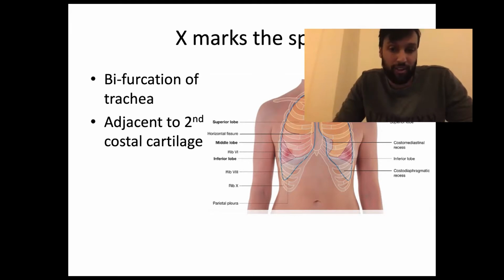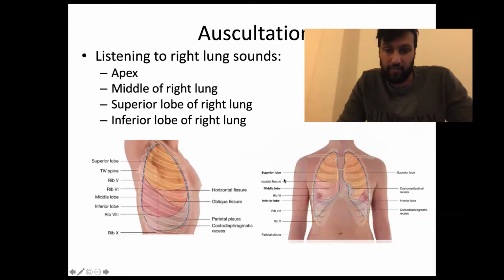Your ribs actually end at rib 10, but the lungs don't go all the way down to rib 10. They actually stop at around rib 8. And I'll show you a picture which will make it nice and clear for you. Have a look at this.